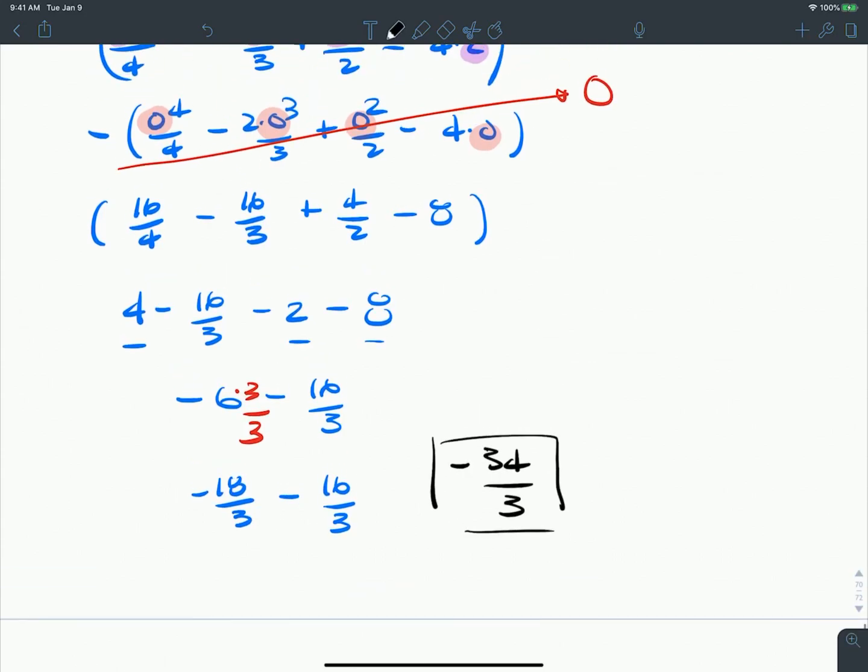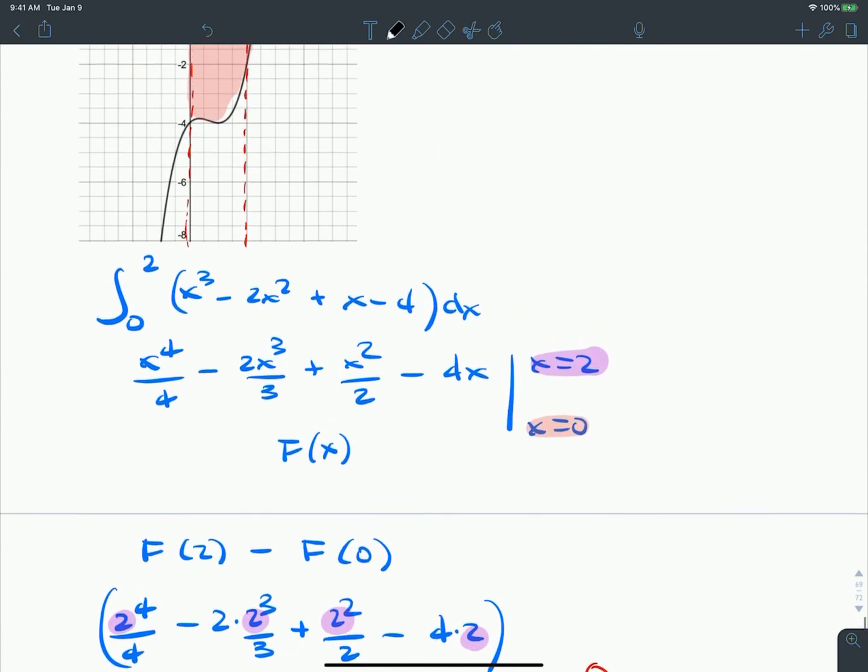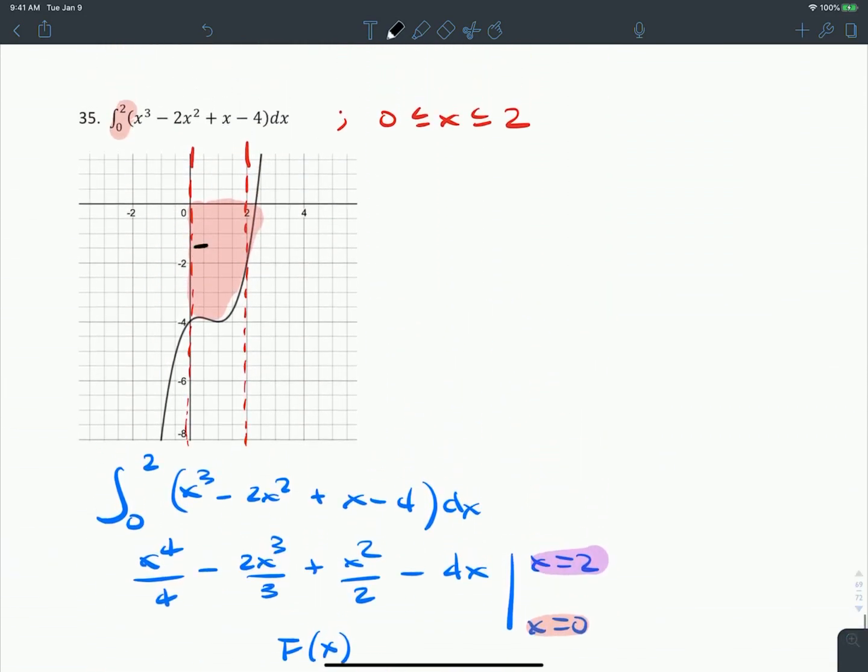Because negative 18 minus 16 is negative 34. So sure enough, the answer is negative. So your area here is negative 34 thirds. And, you know, I guess we can make sure that negative sign is clearly away from the number. But it's a negative 34 thirds. That area is below the x-axis.